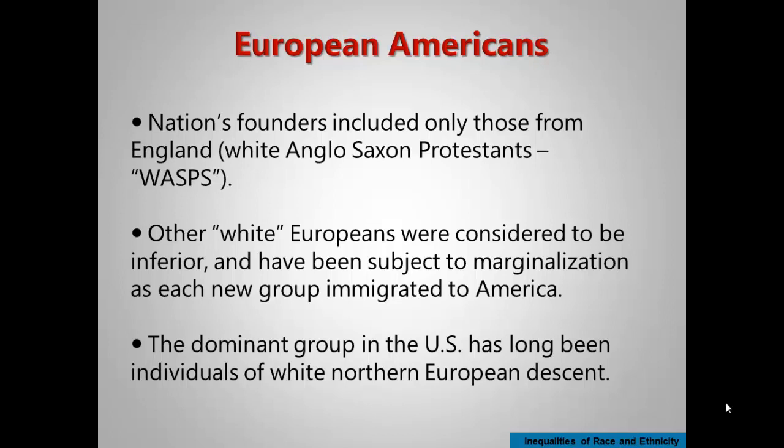The nation's founders were really made up only of individuals from England, and by and large, with some exceptions, they were white Anglo-Saxon Protestant in origin. WASPs is the term that has been used for that group, but other white Europeans were considered to be inferior as they came over here. Each time a new group came in, they were marginalized by the larger society. So the Irish were rejected, the Italians were rejected, and the Southern Europeans, the Chinese, and other Asians, now the Latinos.